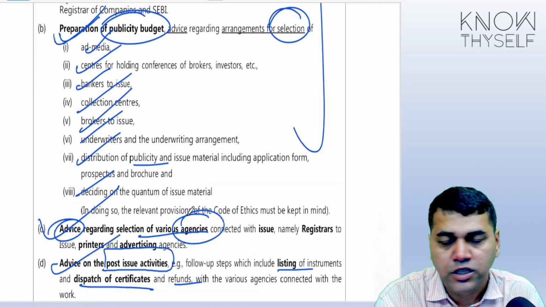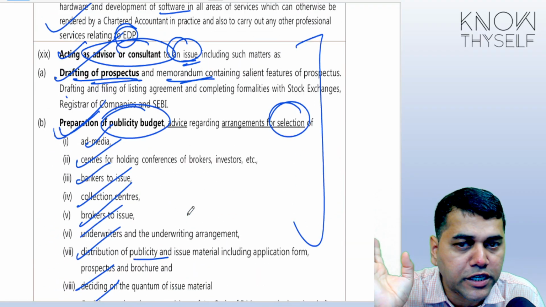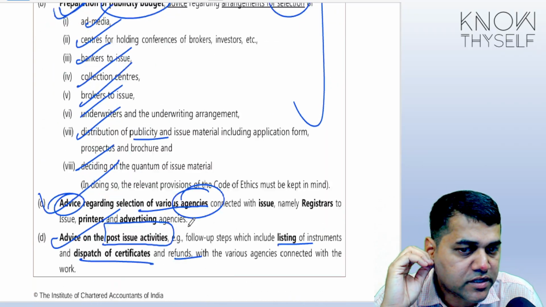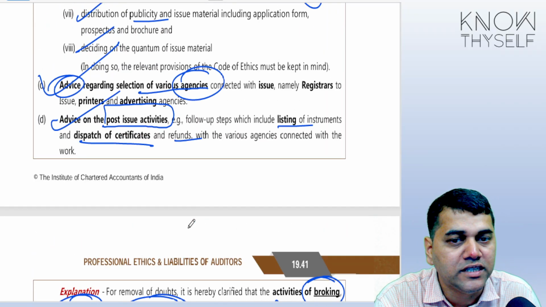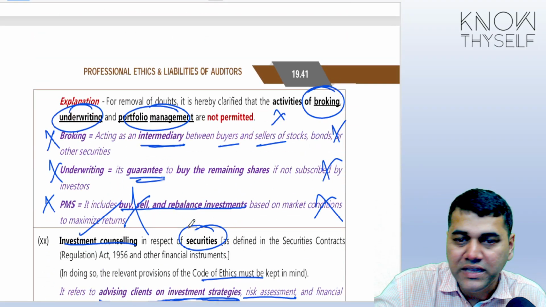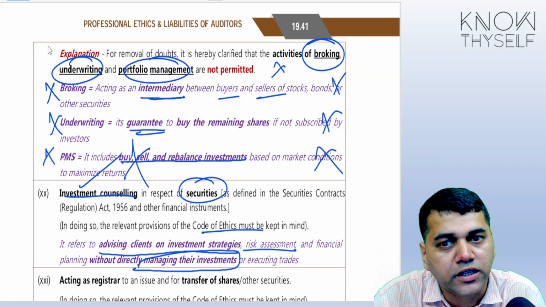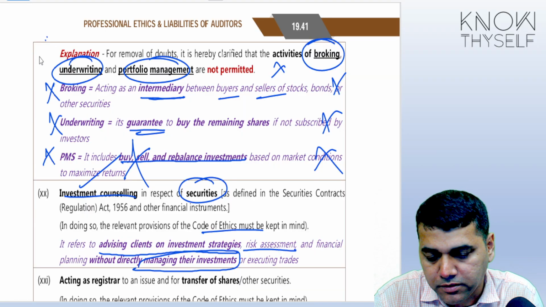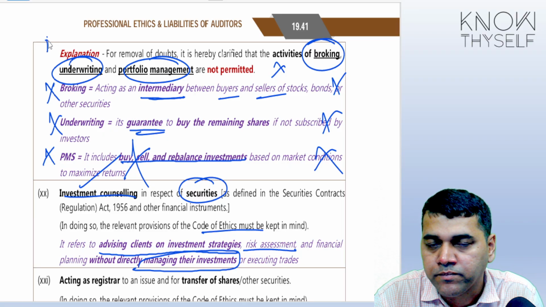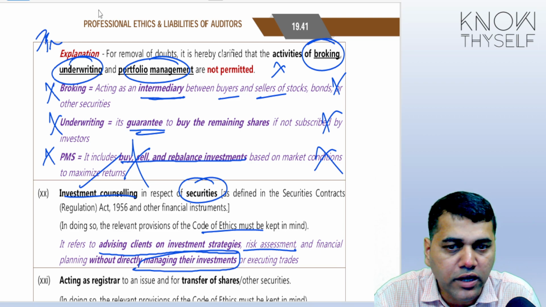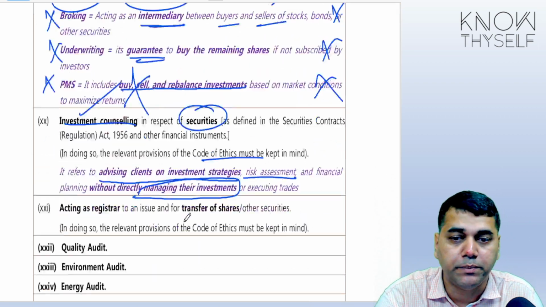See, here also, you don't get to put your hands or money into it. You can be an advisor or a consultant for drafting, publicity budgets, help to select the agencies, but you should not be taking an active part, because your time will be spent in this work only, and the work related to your practice you will ignore. You will not have any time, and you will bring undue influence on people.